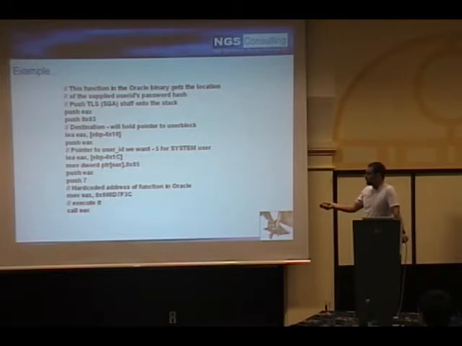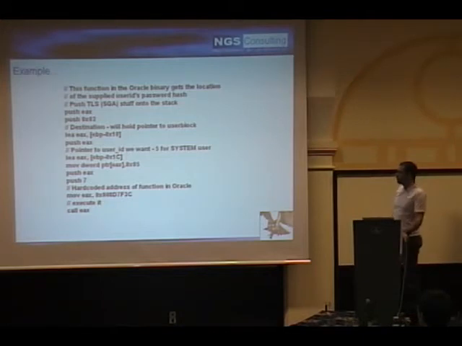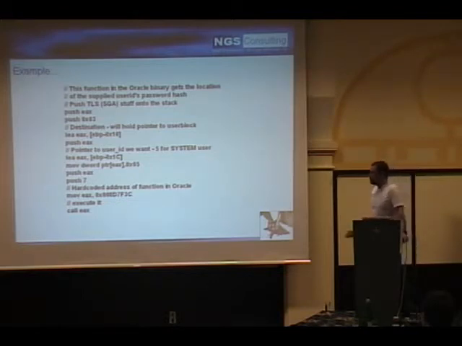So we load into EAX the effective address of the base pointer plus 0x1C, and then we write 5 to that value, push EAX, push 7, move into EAX the address of the function we want to call. That's actually in the Oracle executable itself, and then we call it.